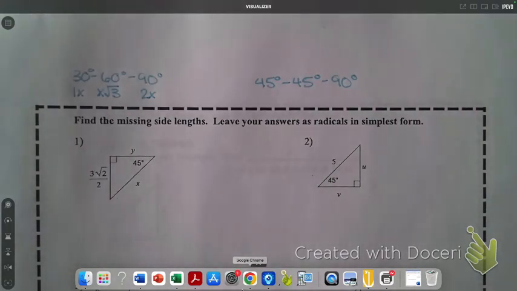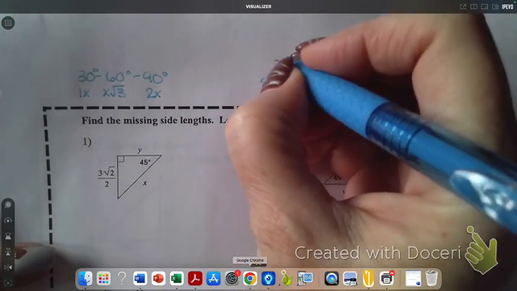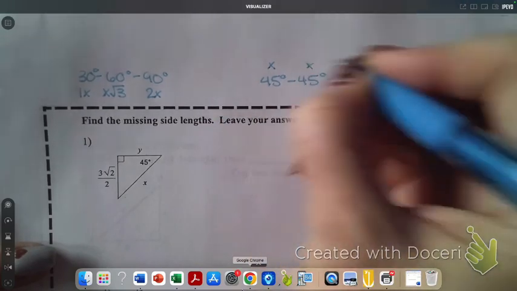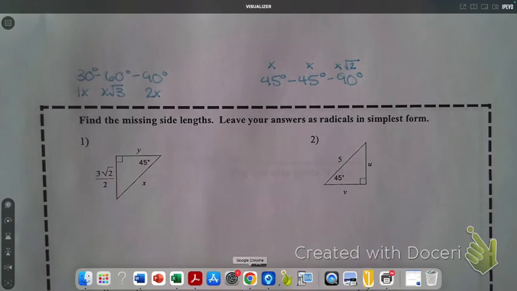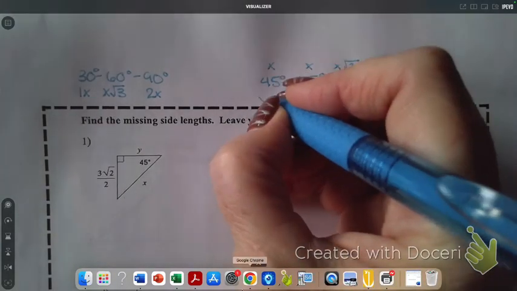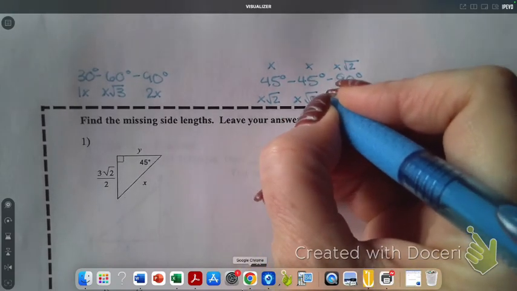Caroline, can you do 45, 45, 90? So x, x, x square root of 2. What's the other one I want us to try to use? Somebody else got it? Because that's not the one we were just using. X square root of 2, x square root of 2, and 2x.